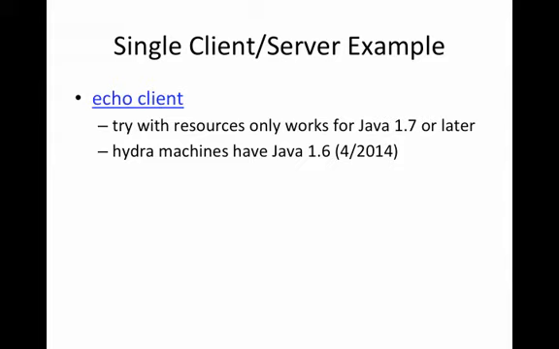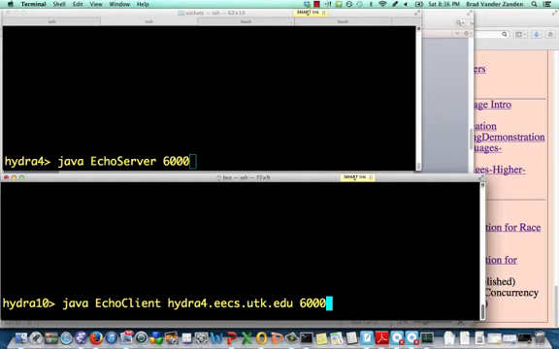Now, one thing we need to mention is you're going to see something called try with resources, and it only works for Java version 1.7 or later. Our Hydra machines as of April 2014 are running Java 1.6 and hence don't support this newest try construct. So you'll have to use the old construct, not the one you're about to see on the Java pages.